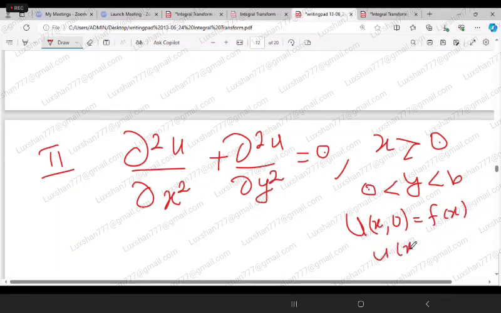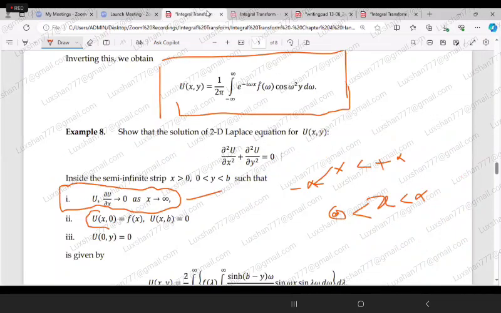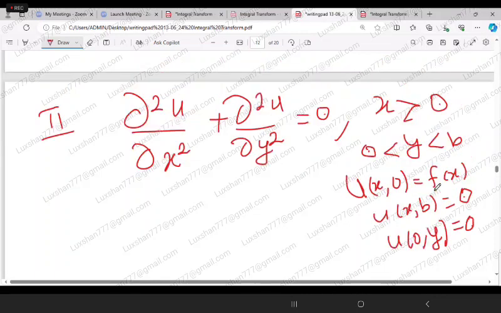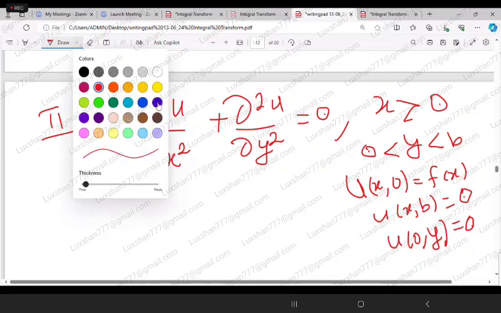U(x, b) equals 0, and also u(0, y) equals 0. Okay, so now we want to use the Fourier sine transform. How to decide? We cannot use the Fourier complex transform for this function. Why is that?